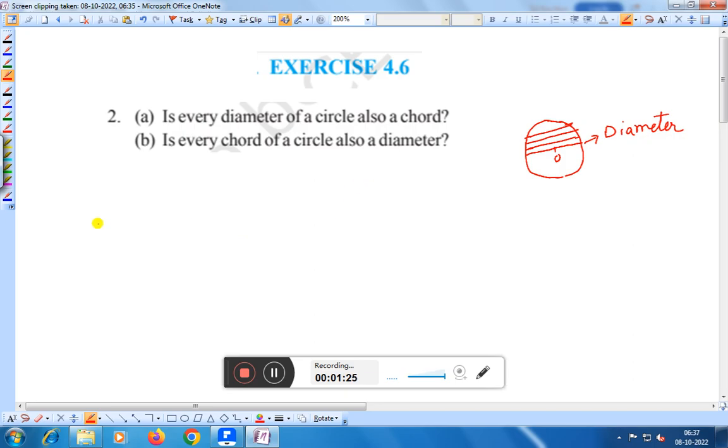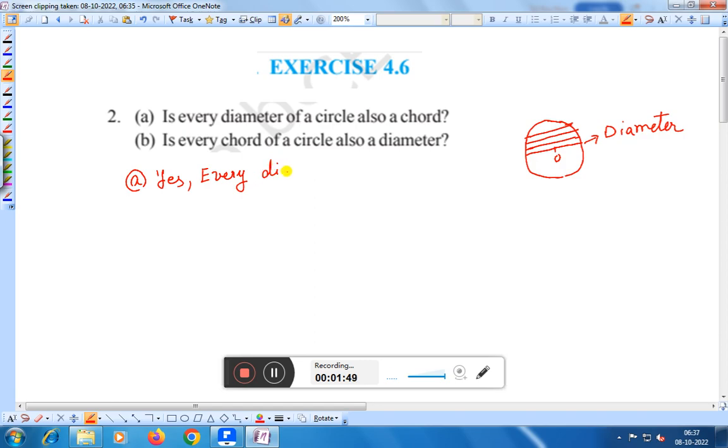We can say for question number A, what is the question? Is every diameter of a circle also a chord? Yes. Every diameter of a circle is a chord.